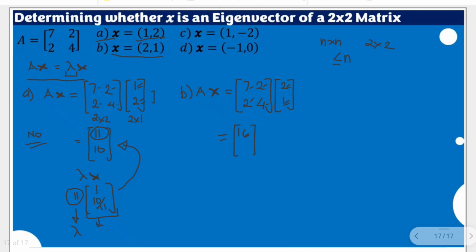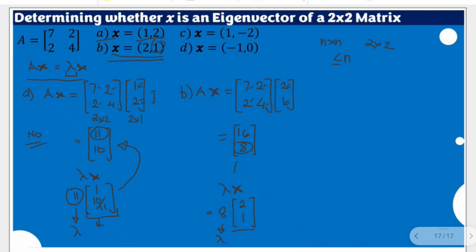4 times 1 is 4. 4 plus 4, you will have 8. So from here, let's look at our vector and express it as a certain lambda times our x, which is 2 and 1. Since we're talking about the second entry as 1, let's factor out 8. What happens to your matrix here is 16 divided by 8, you have 2, and you have here 1. This is a certain lambda that you were able to factor out, and look at this vector here.